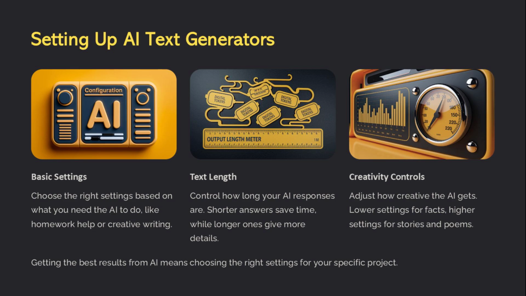Configuring AI text generators is all about finding the right balance of settings to meet your specific needs. The basic settings allow you to choose what the AI should focus on, whether that's homework help, creative writing, or something else. Text length is an important control. Shorter responses are more efficient, while longer ones provide more detail.